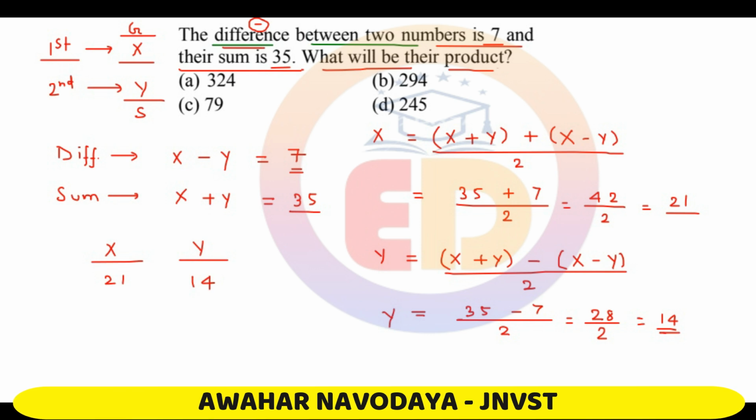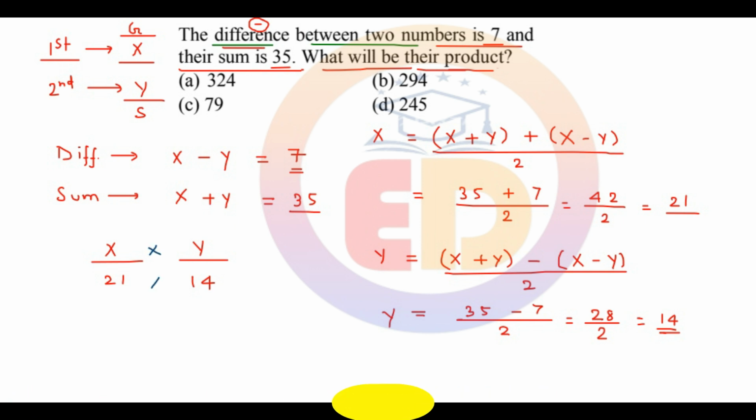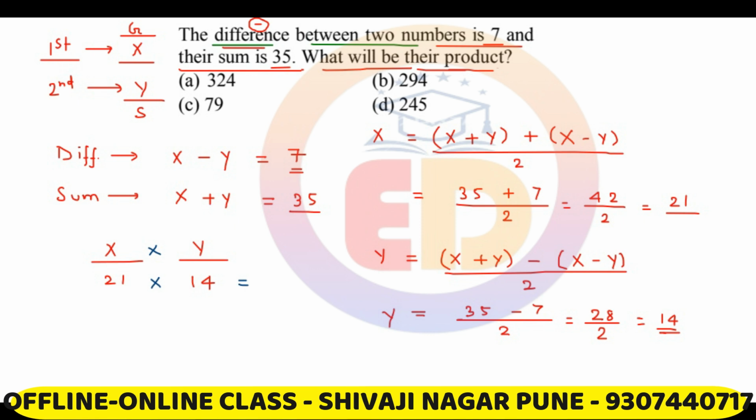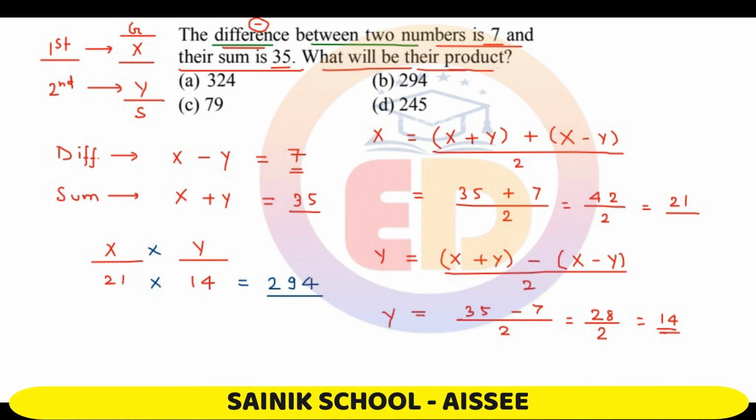The question is asking what will be their product. So now I have both the numbers. So let us find out their product. 21 multiplied by 14 will give me 294. My answer is option number B.